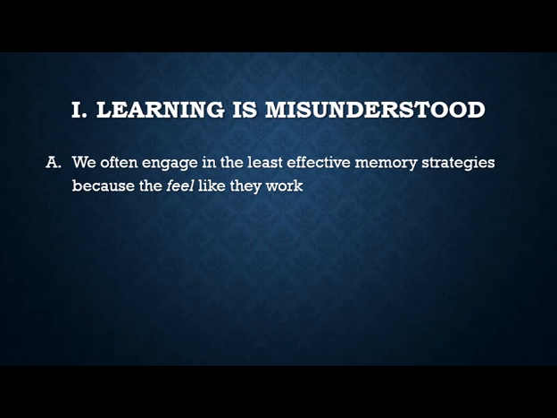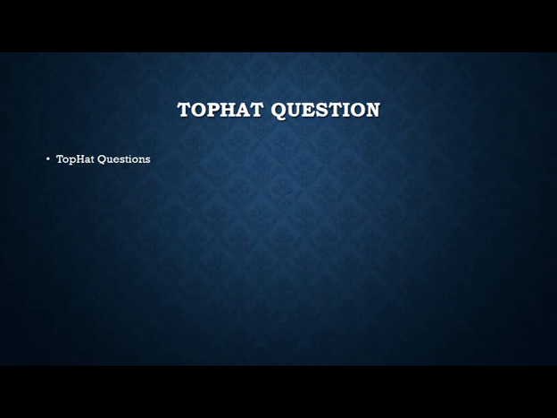So for example, repetition is one of the least effective strategies. Constantly repeating something to yourself is absolutely the least effective strategy you can engage in trying to remember something. Unless you're only going to try to remember it for the next minute, it's not going to do you much good over the long haul. So trying to get this out of how we teach students how to study is something that we're all working on in this field.